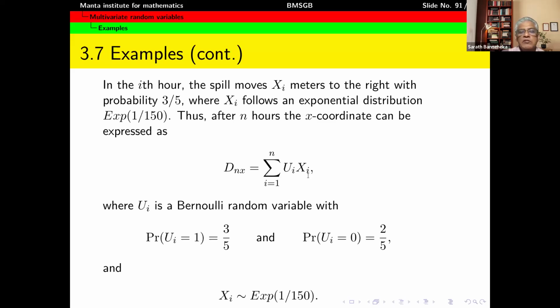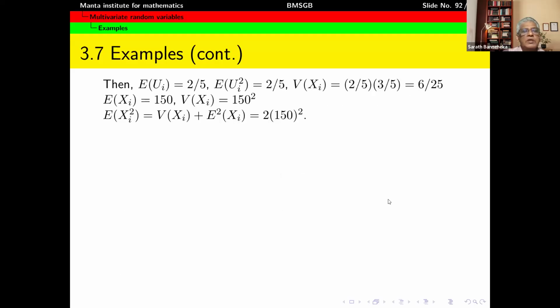And we also need the expected value and the variance of xi. The expected value of xi will be equal to 150. The variance of xi will be equal to 150 square. Those are coming from general, well-known results about the exponential distribution, right? So as I mentioned, you can write down these things. The expected value of ui is equal to this one. The variance of ui is equal to this quantity. The expected value of xi is equal to this one. The variance is equal to this one.